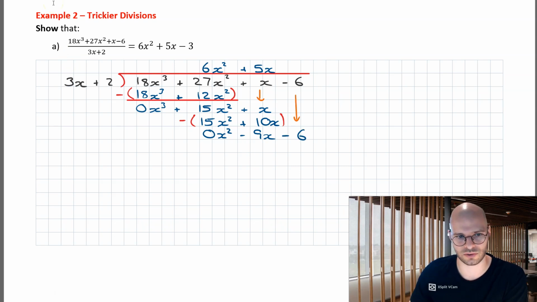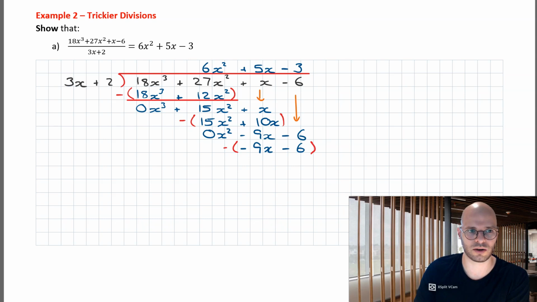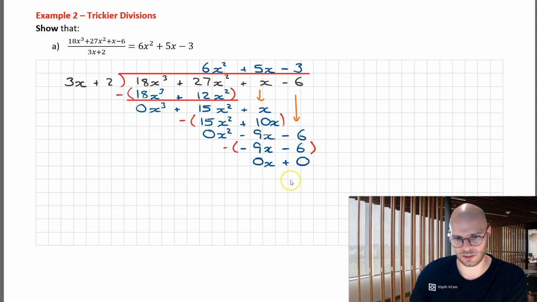We ask ourselves, how can we turn 3x into minus 9x? The way in which this is done is we multiply it by minus 3. Doing this, we get minus 9x minus 6. We go for subtraction. Now, it looks a little bit nasty, but one way to look at it is because both of these expressions match, the results have to be 0. And thus we're able to see that the division worked.